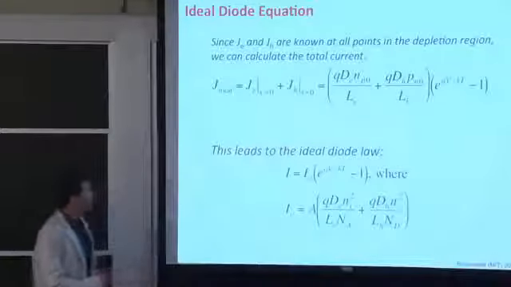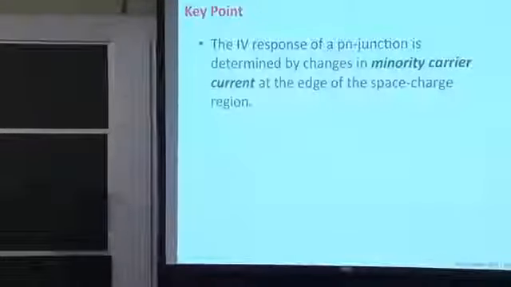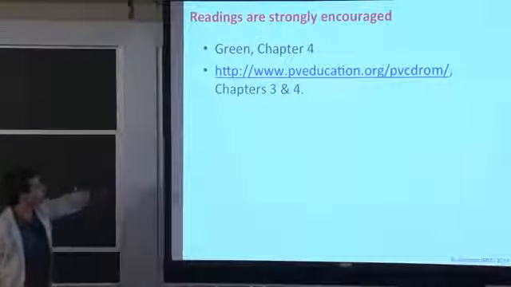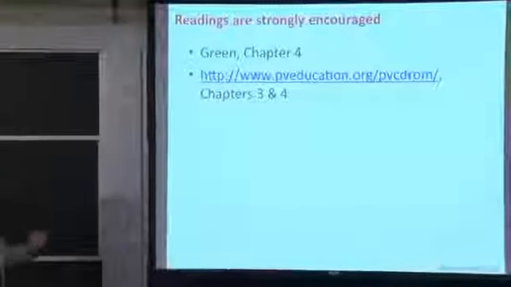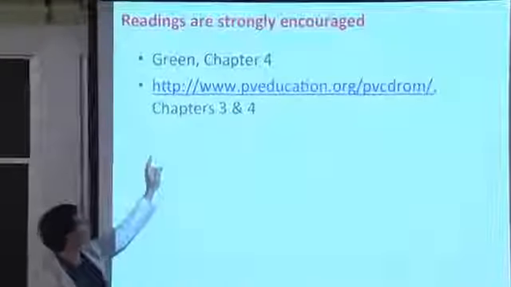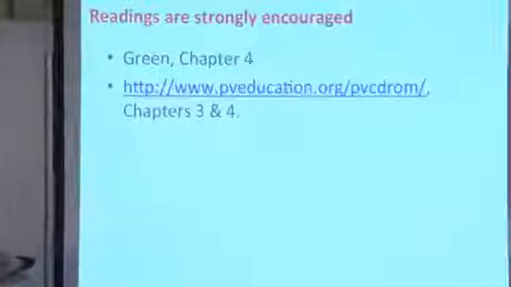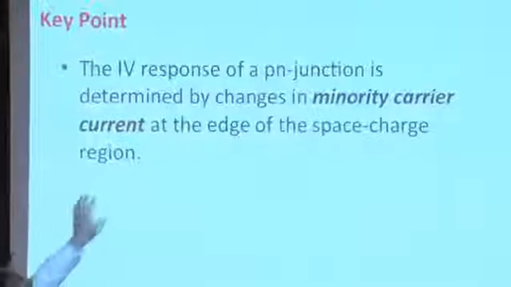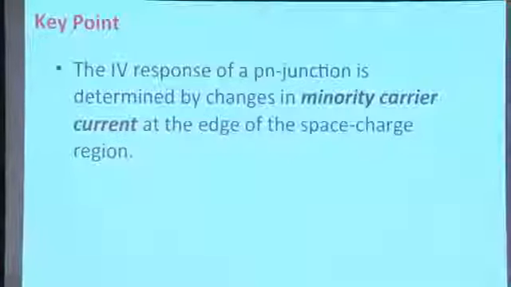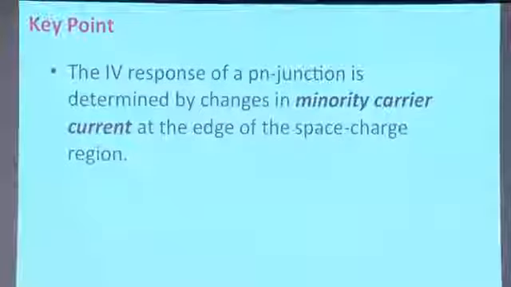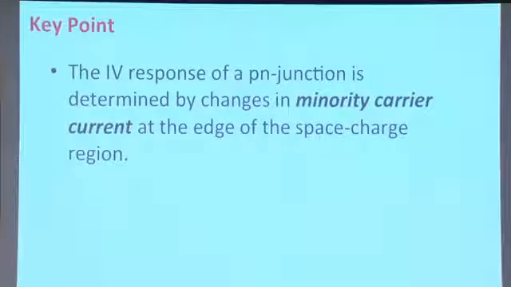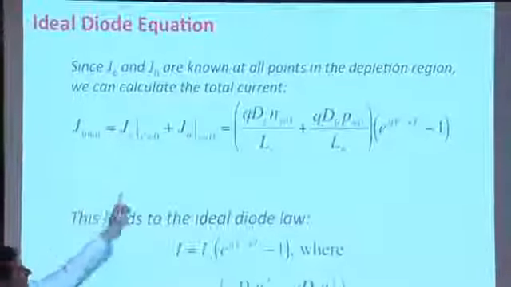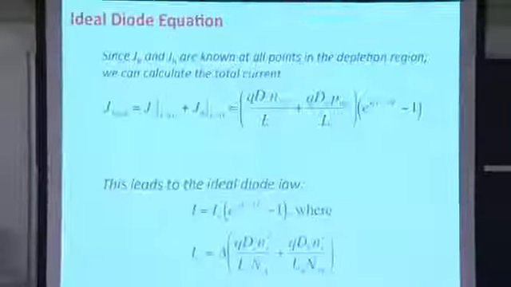So again, this we really need to go home and study. And if you'd like to do this pictorially, I provide you that link right there so you can see it visually. If you're more of a math type, chapters 3 and 4, actually chapter 4 in Martin Green is probably the best place to go. And the important thing to keep in mind is that in the PN junction, the current flow across that junction is determined by the minority carrier current flow at the edge of the space charge region. And that's why we wind up with the exponential relation between voltage and current.